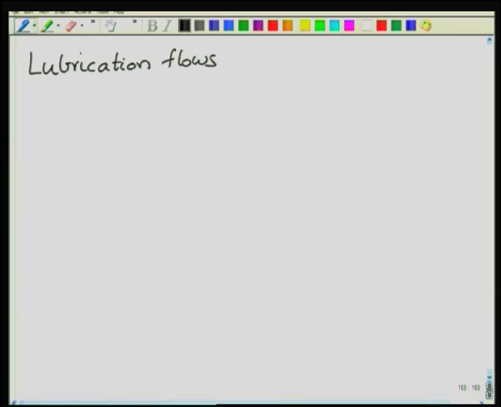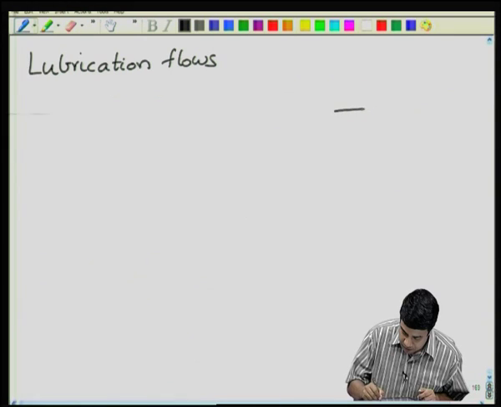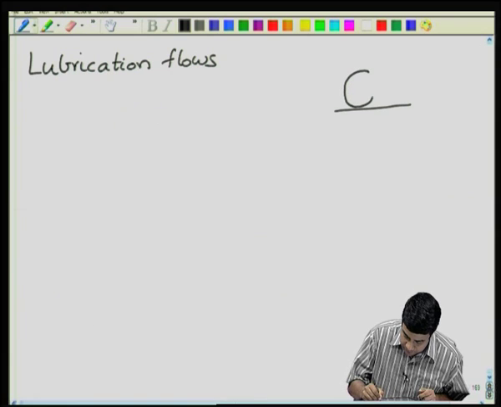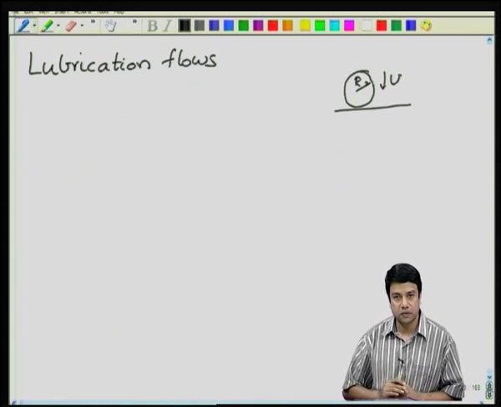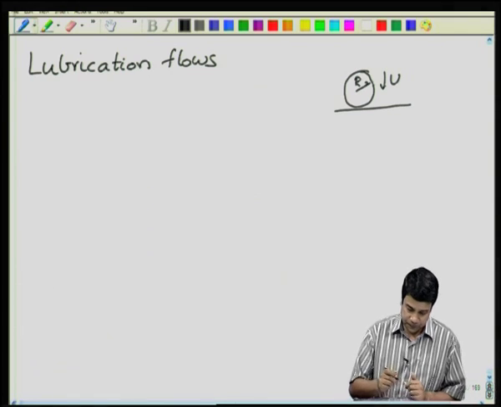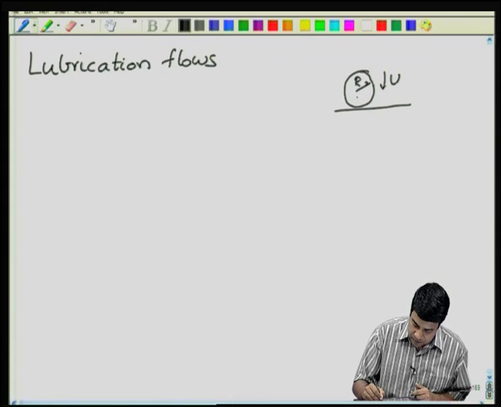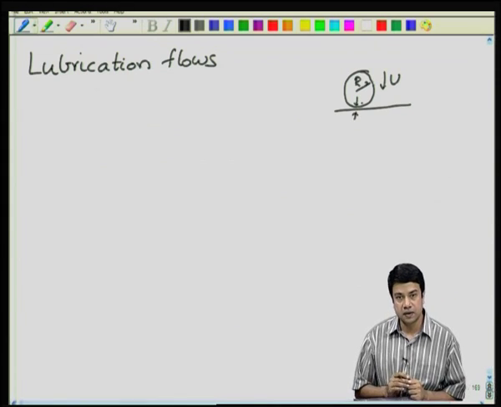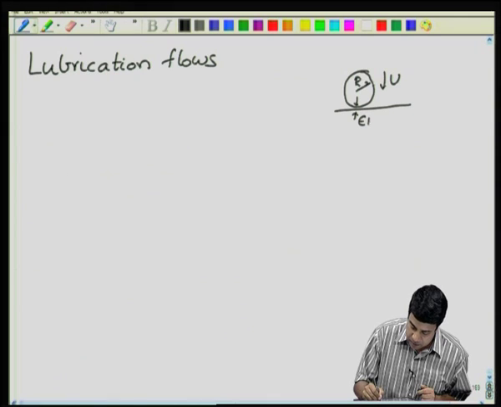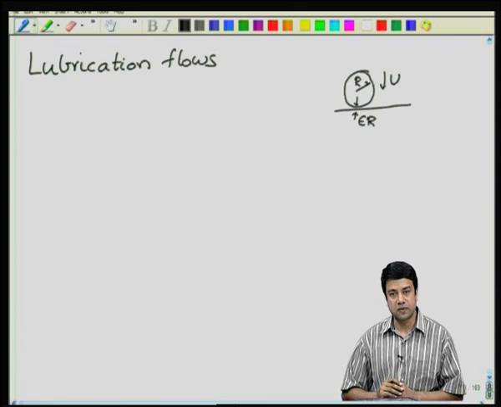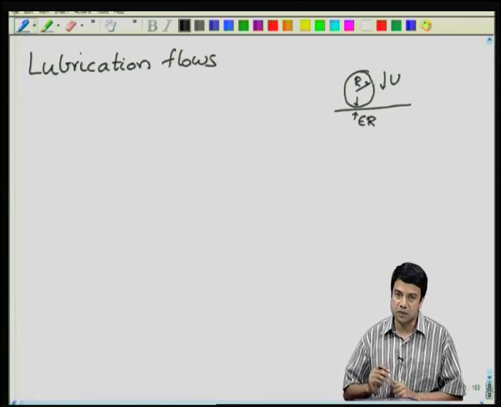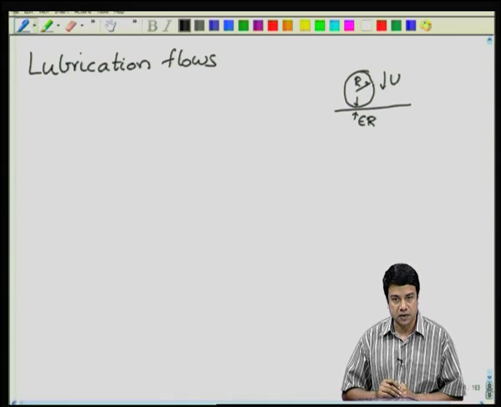Okay. So, the system is as follows. I have a spherical particle of radius r coming down with a velocity u towards a flat surface, and the distance between the particle and surface is small compared to the radius of the particle. Therefore, I will call this distance epsilon times r. In the limit as epsilon goes to 0, the distance between the two surfaces becomes much smaller than the radius of the particle. And in this limit, we would like to find out what is the force that is resisting the motion of the particle towards the surface.